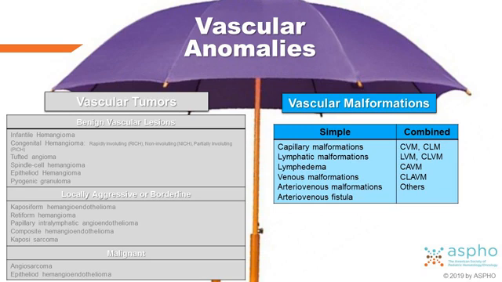So as you recall, vascular anomalies are divided into vascular tumors and vascular malformations. We've discussed briefly some complications seen with infantile hemangiomas, the most common type of vascular tumor in children. Now we will focus on the vascular malformation side of the vascular anomaly spectrum. These include capillary malformations, lymphatic malformations, lymphedema, venous malformations, arteriovenous malformations, and arteriovenous fistulas.